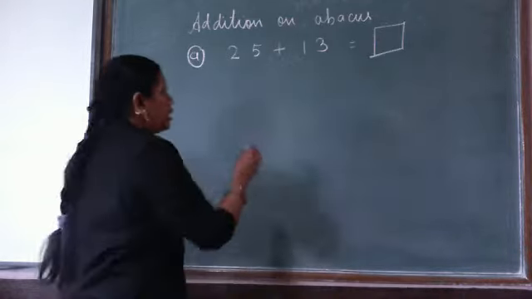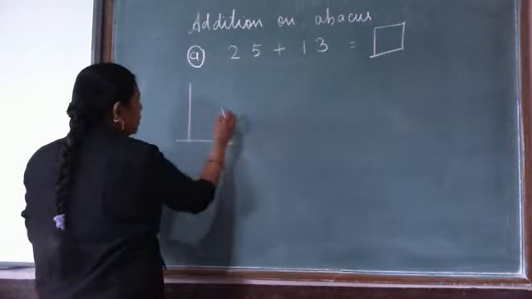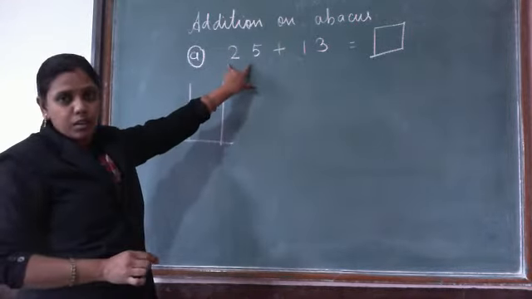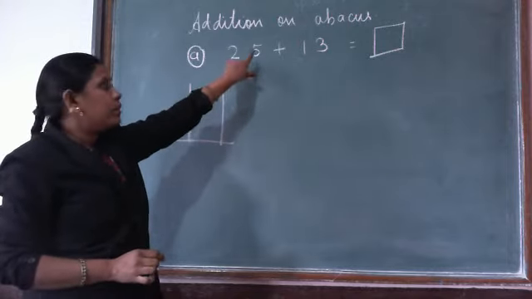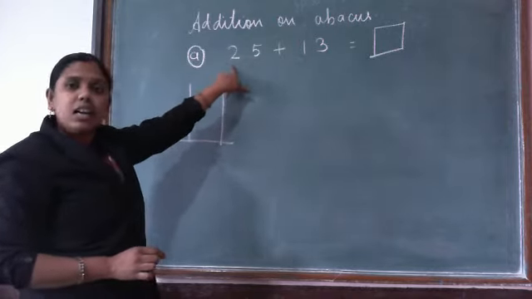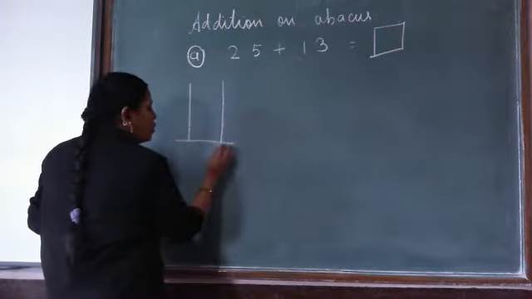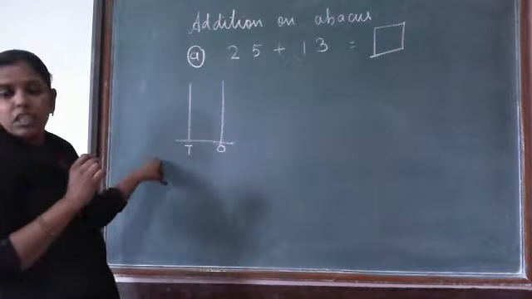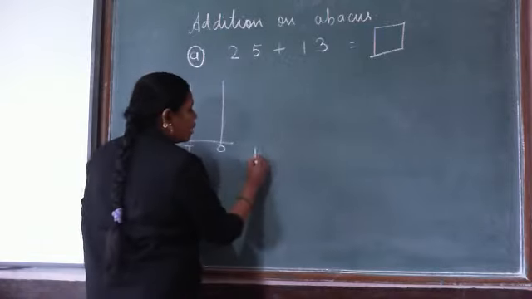See, first I am drawing one abacus. How many digits are there? This is a 2 digit number. That means this is ones place and this is tens place. So I am writing O for ones and T for tens. And since we are adding, put a sign of plus here.